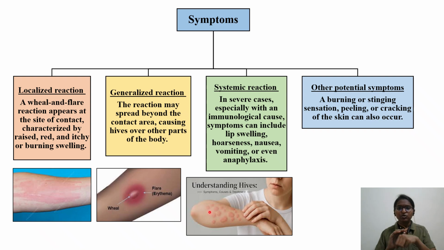Exposure is here, but the entire area will start showing the reactions. So it spreads beyond the contact area, causing hives. Hives means you can see them over other parts of the body. Coming to systemic reaction, this happens in severe cases, especially with an immunological cause. Symptoms include lip swelling, hoarseness, nausea, vomiting, even anaphylaxis.